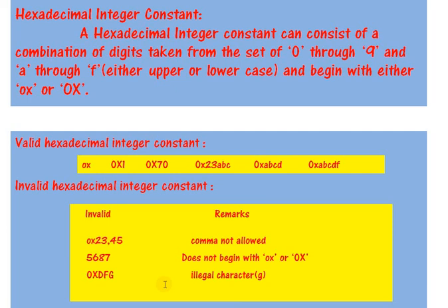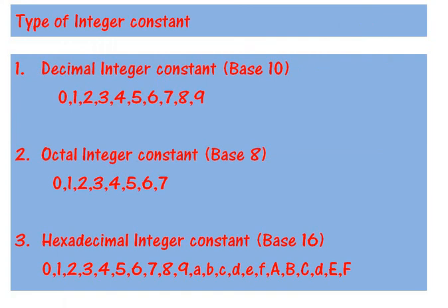So these are the types of integer constant. First is decimal integer constant, second is octal integer constant, and third is hexadecimal integer constant. In my next tutorial, I will explain floating point constants.